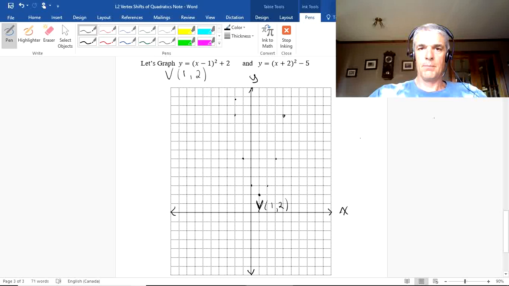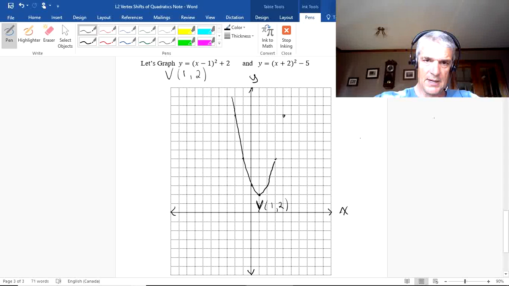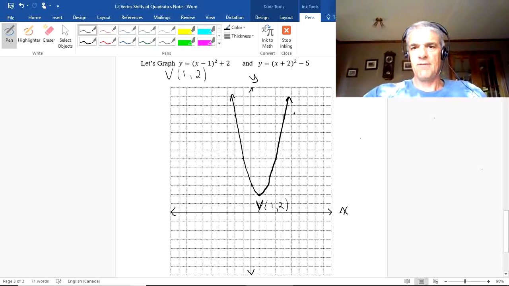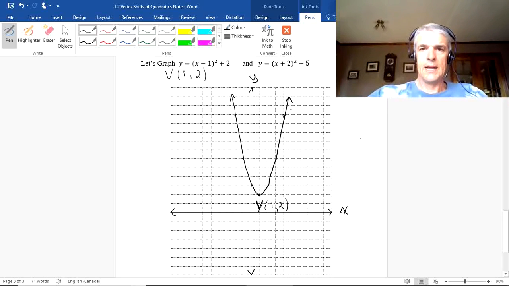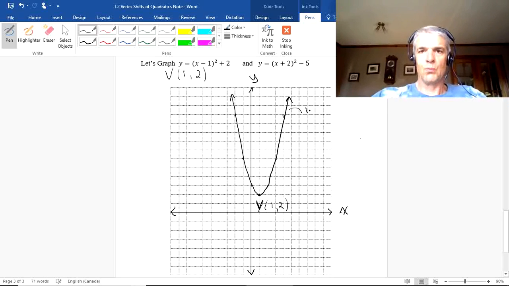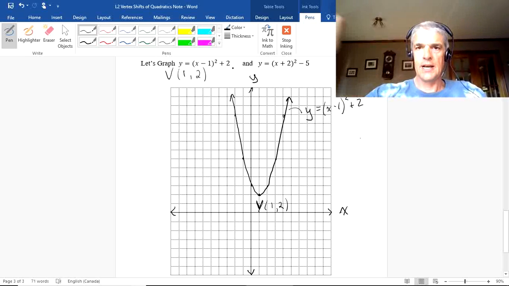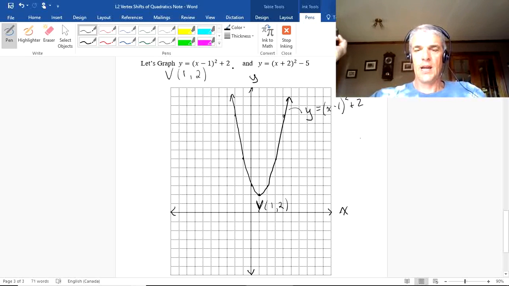Again, just using my steady hand, going through the points, nice and easy, around the bottom, back up, and arrows. Try not to make it look too much like a V, okay? And now I can label this. I can say that's y equals (x minus 1) squared plus 2. And I got that right there from the question. That's the question that I was asked to graph, okay?